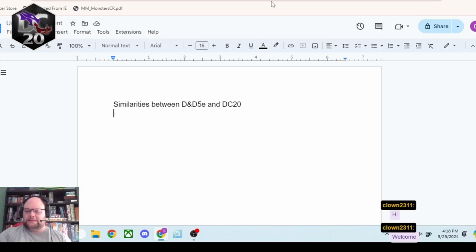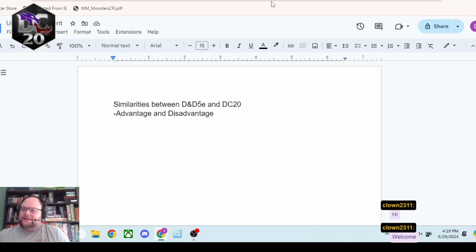So one of the biggest similarities, I think, between DC20 and D&D 5th edition is going to be the use of advantage and disadvantage. Those are definitely two very key features in Dungeons & Dragons 5th edition, and they are used almost everywhere in DC20, whether it's being able to grant yourself advantage with an action, or having stacking disadvantage for doing the same action over and over again.